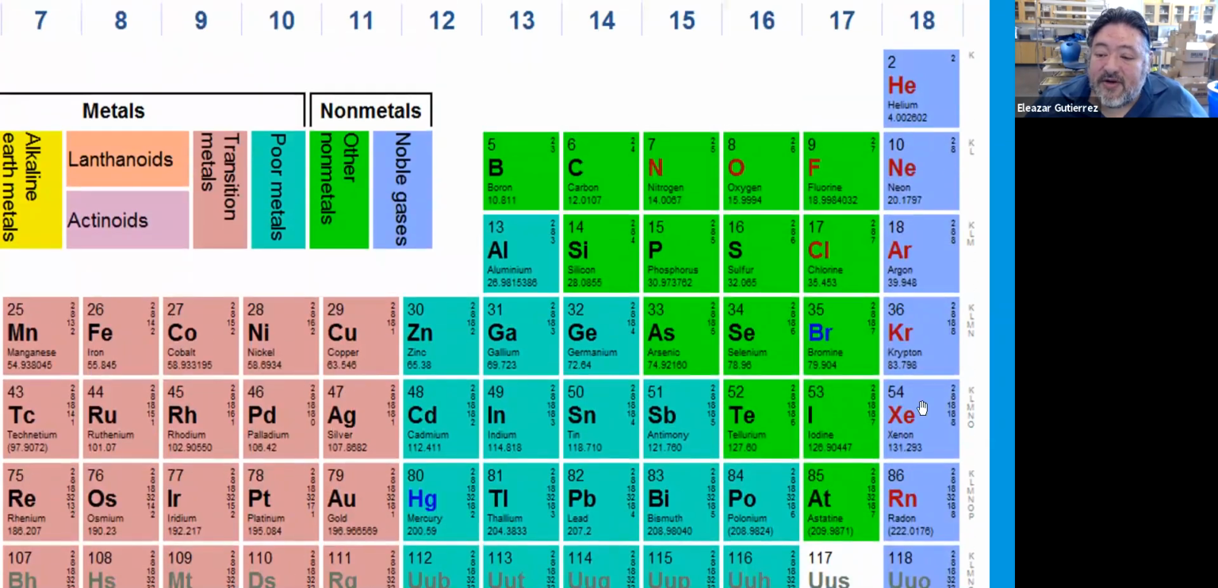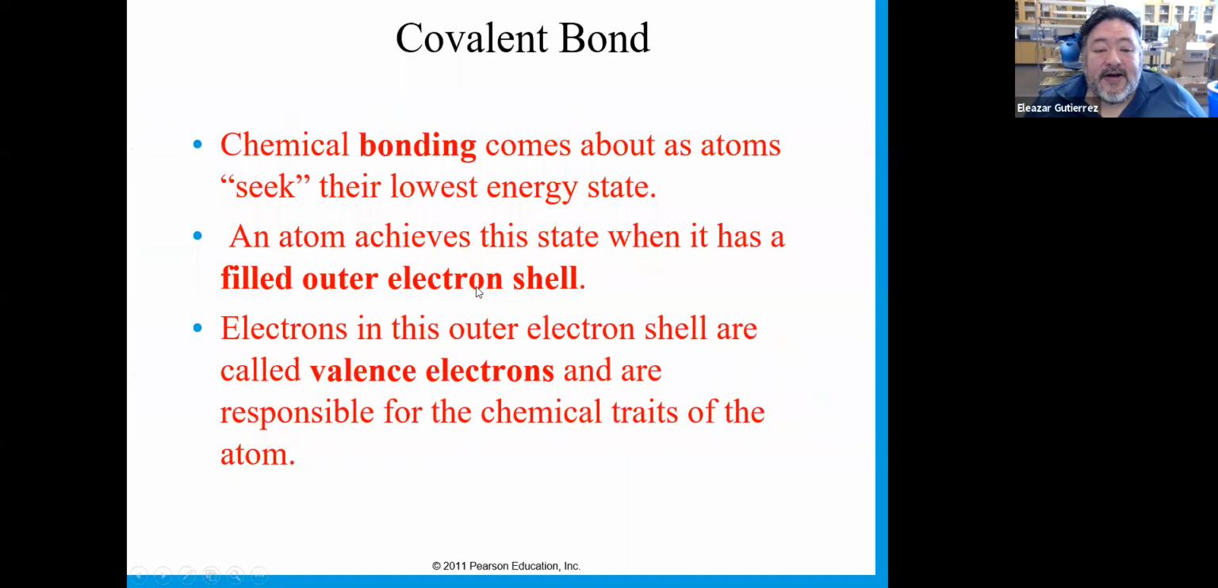That's why these are all the noble gases. They're noble. They don't play with the common people. They're too special for us. Very neat stuff.